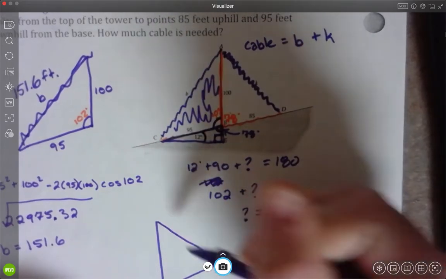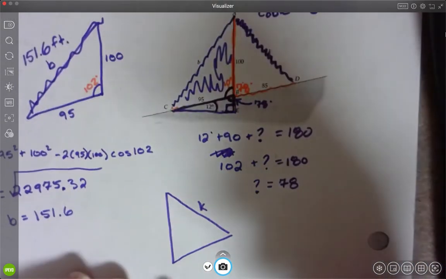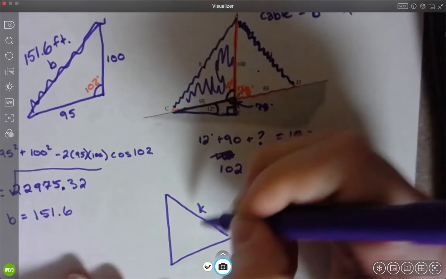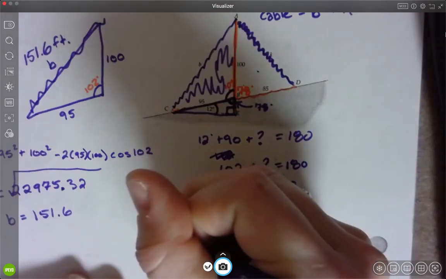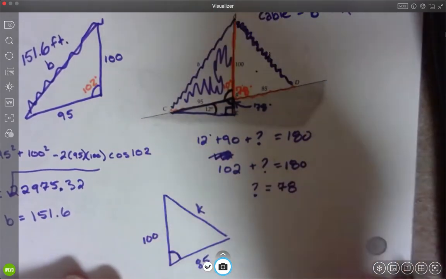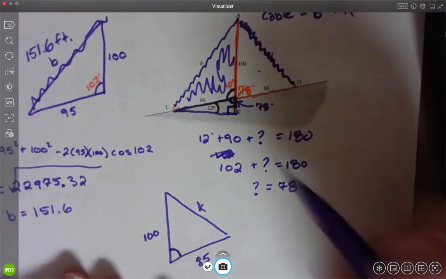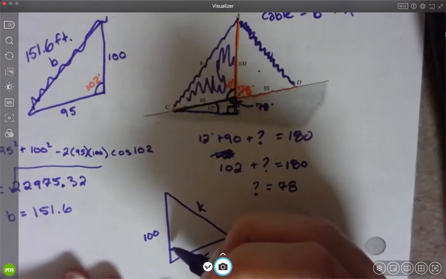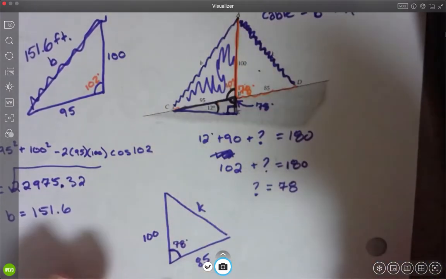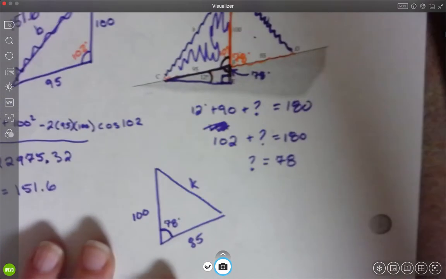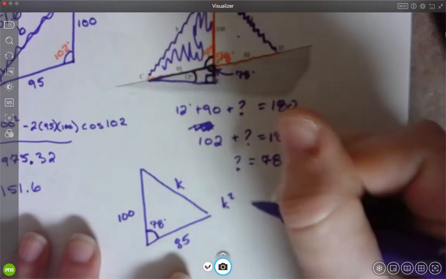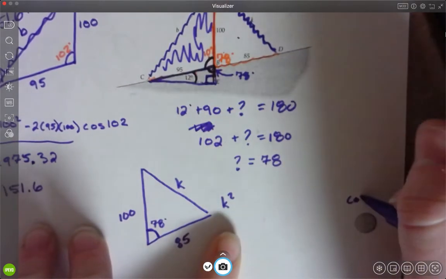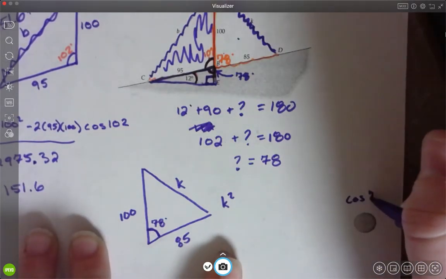But K, if I write him out, K is that length. I'm just redrawing this triangle here without all the junk in there. This guy is 100. And then we need to know what this angle is. We kind of talked about what he should be. He is opposite the 78 degrees, so he should be 78 as well. Then I can go ahead and use my law of cosines to find out what K is. So K squared, we're going to go here. That means I have to take cosine of the opposite angle, which is 78.